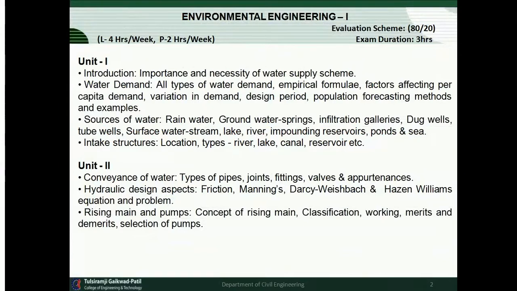This is the syllabus and syllabus scheme. Evaluation scheme is of 80 marks and 20 marks. 80 marks is for university theory exam and 20 marks are for internals. Exam duration will be of 3 hours. Unit 1 deals with the basic introduction and various types of water demands, sources of water and intake structures, their types and locations. Unit 2 gives us the knowledge regarding the conveyance of water, various types of pipes, joints and fittings, various hydraulic design aspects and concept of rising main.